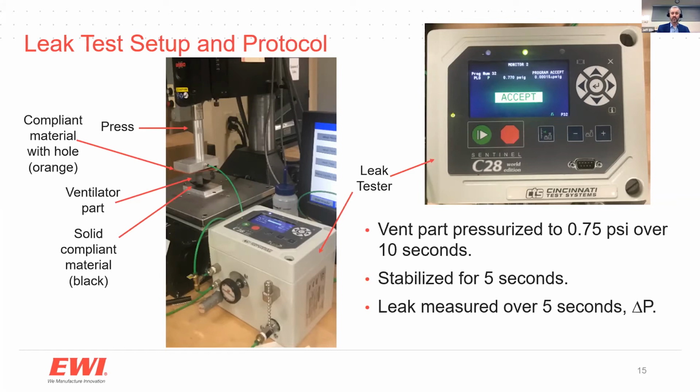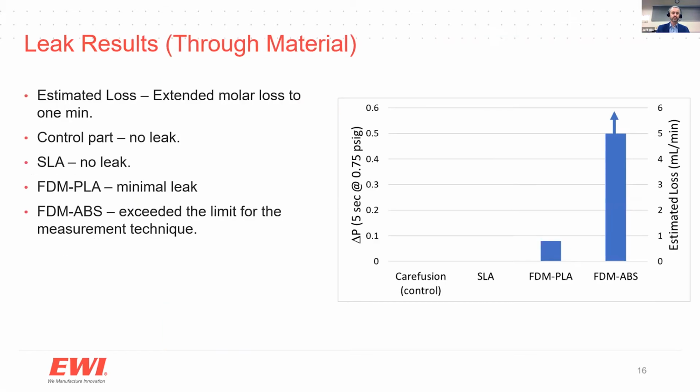It's a Centennial leak tester, and what we did is we held the part at 0.75 psi for 10 seconds, stabilized for another 5 seconds, and then we measured the leak over 5 seconds and reported that delta P. The reason we chose 0.75 psi is because that's about the maximum pressure that you see for a hospital ventilator. So that would be the maximum leak rate. Here are the results from that test.